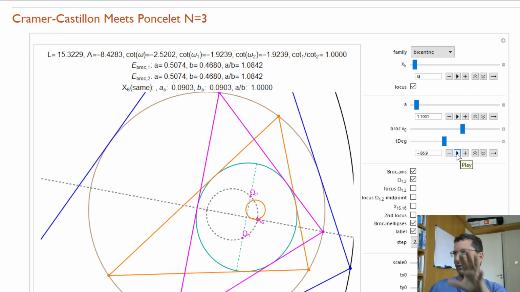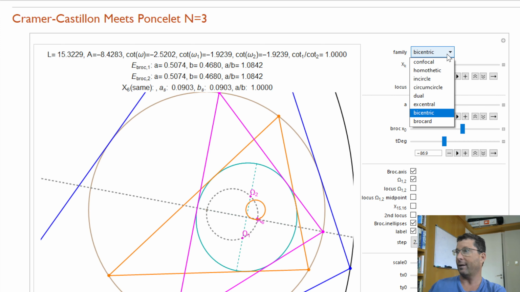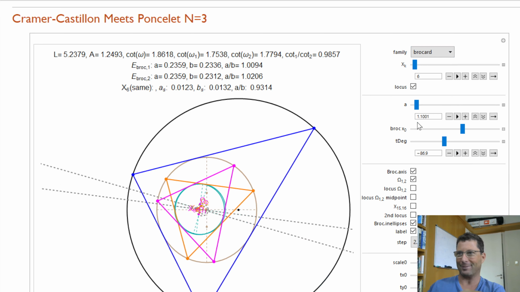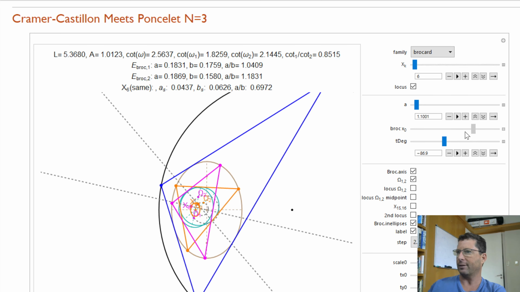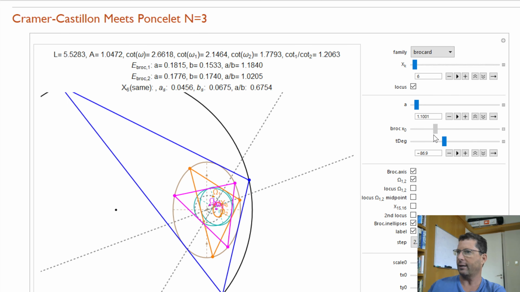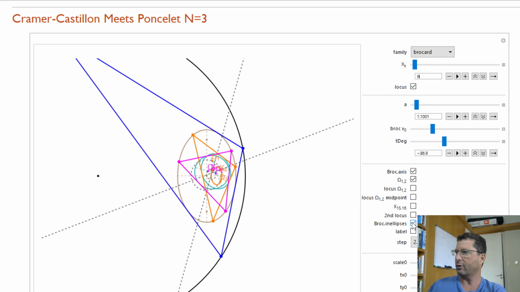Now let's look at a final example before we part, and that is the example where the controlling family is actually the Brocard porism. Since we're getting a lot of these Brocard phenomena, let's recap what the Brocard porism is. Let's put it on the right side, and let's turn a lot of these objects off so we can first remember what the Brocard porism is.